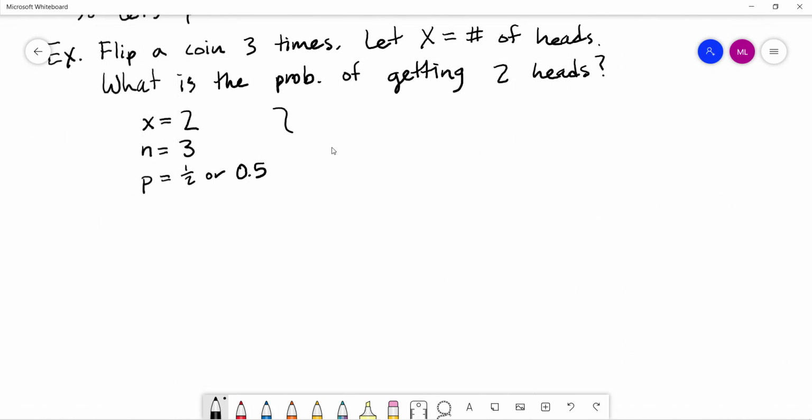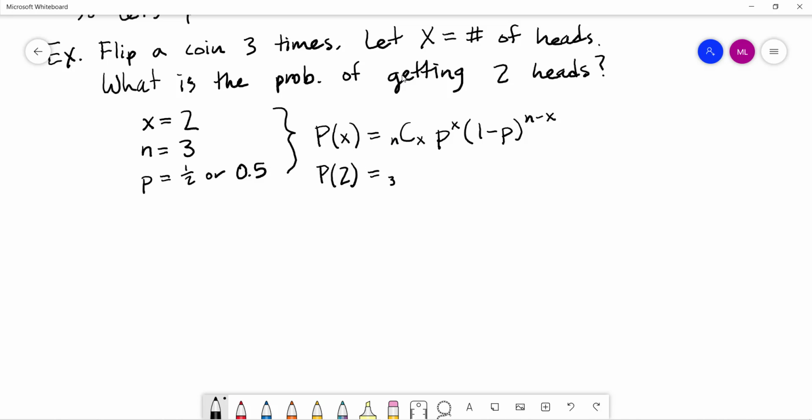And I can put these into my formula. The binomial formula says the probability of x is equal to n choose x, p to the x, 1 minus p to the n minus x. And so when we plug in these values here, what we're finding is the probability of getting 2 heads, right? Because this x here is the same as this x here. It's the number of successes that we're interested in this particular case.